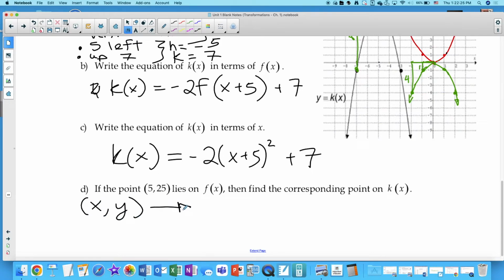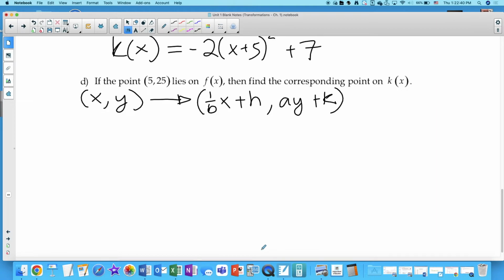(x, y) moves to (1 over b times x plus h, a times y plus k). Right? And if you write that out as a guide or a format for you to follow, you don't have to start from scratch every time, remembering where each parameter goes. If the b value is 2, the horizontal stretch factor is half. It's just in there for you. Okay? So (x, y), horizontally, there was no stretch or reflection. So this is just going to be x, but then we're moving 5 left. And then a is -2, so -2y plus 7.